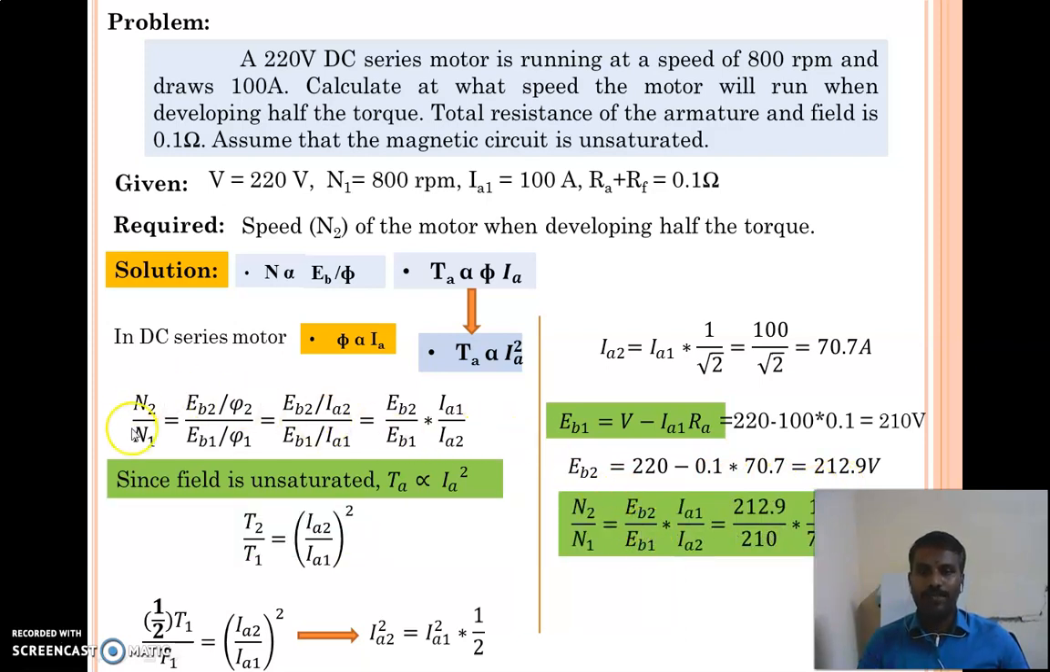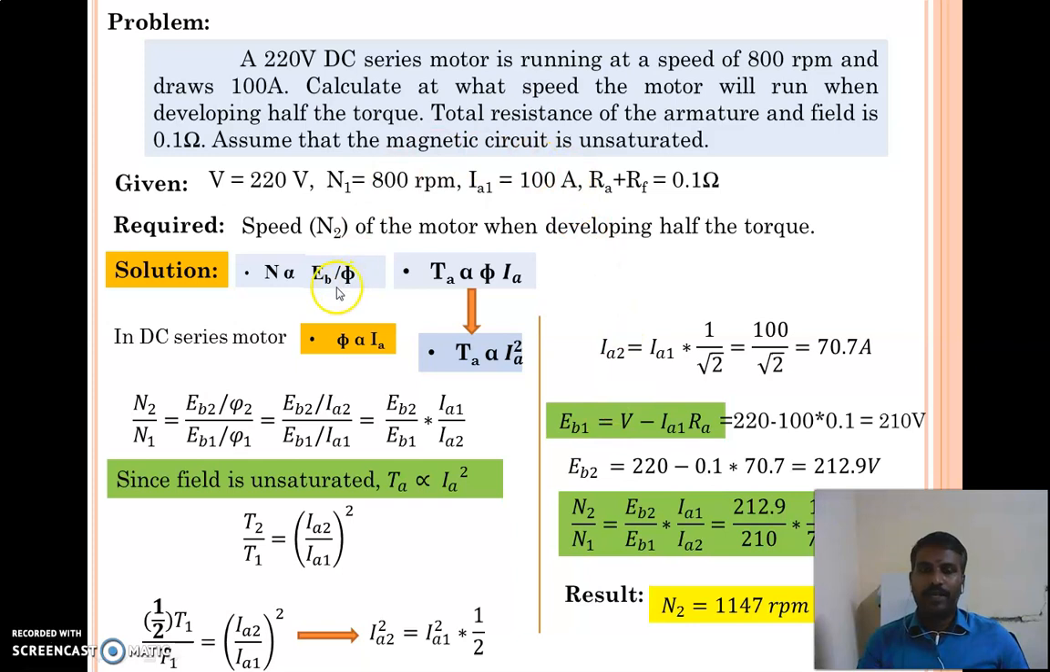Now take the previous equation which was solved earlier, that is N2 by N1 is equal to EB2 by EB1 into IA1 by IA2. Here N2 is unknown value and the remaining N1, EB1, EB2, IA1, IA2 all are known values. Substitute all these values. EB2 212.9, EB1 210, IA1 100, IA2 70.7. So that gives unknown value N2, which is equal to 1147 RPM.